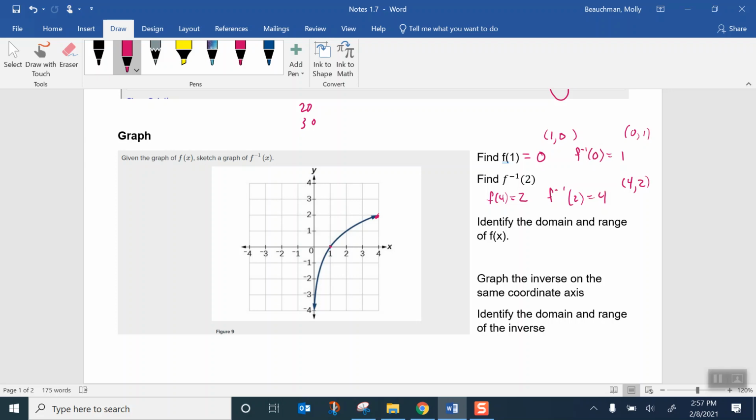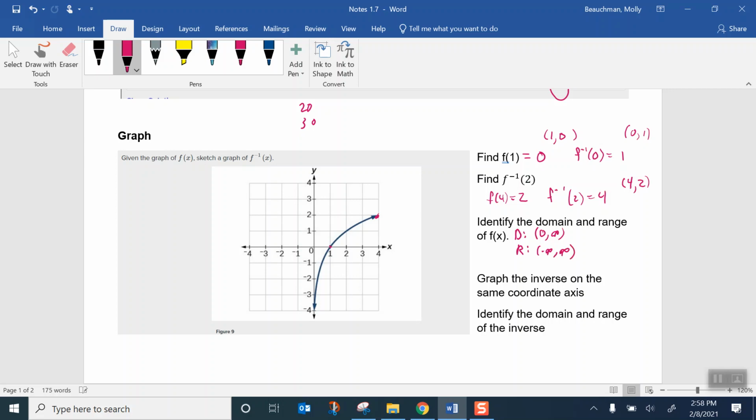Taking a look at the graph, notice that the graph is 1 to 1. It's a function because it passes the vertical line test, and it's also 1 to 1 because it passes the horizontal line test. The domain of our function, in this picture, only the positive x values are used. This arrow means it's not going to cross the x-axis or the y-axis. So the domain does not include 0. The domain is all positive values of x. The range on the y values is all real numbers.